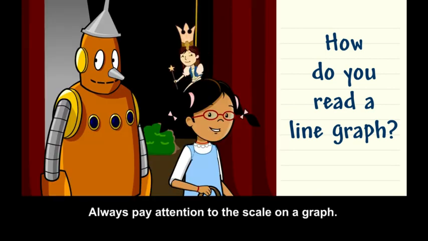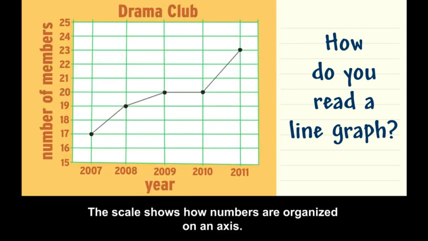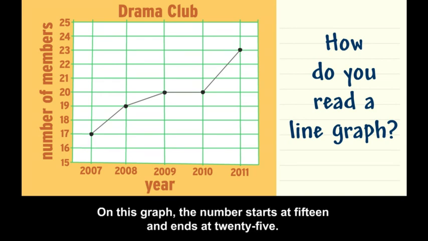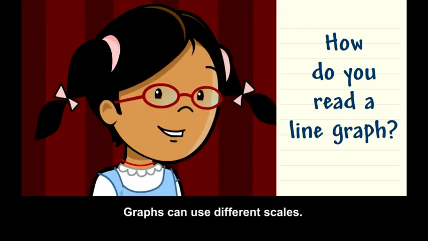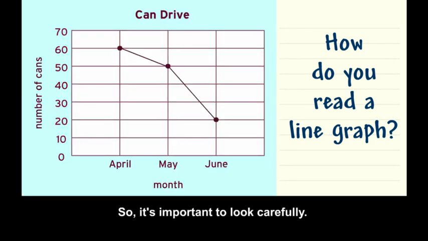Always pay attention to the scale on a graph. Not that kind of scale, Moby. The scale shows how numbers are organized on an axis. On this graph, the number starts at 15 and ends at 25. Graphs can use different scales. The numbers might go up by 5s or 10s, so it's important to look carefully.